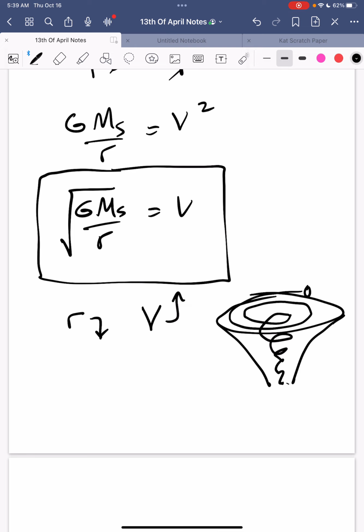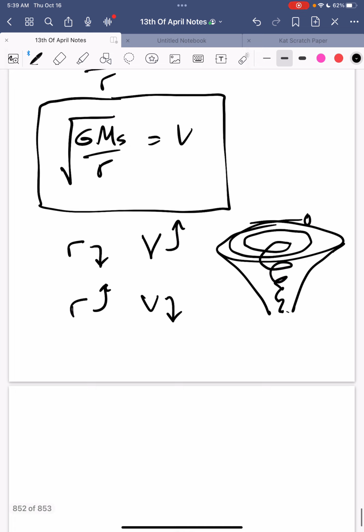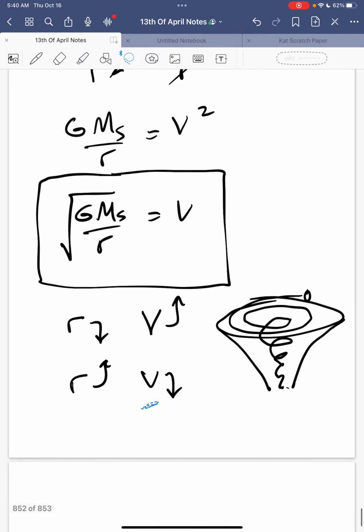And the opposite is also true. When the radius gets big, the velocity goes down. So planets that are orbiting very closely, with a small radius, will have a rapid velocity. Mercury is very close to the Sun, so it has a high orbital velocity. And something like Saturn is very far out, its radius is big, and so its orbital velocity is much slower. And this was one of Kepler's laws.